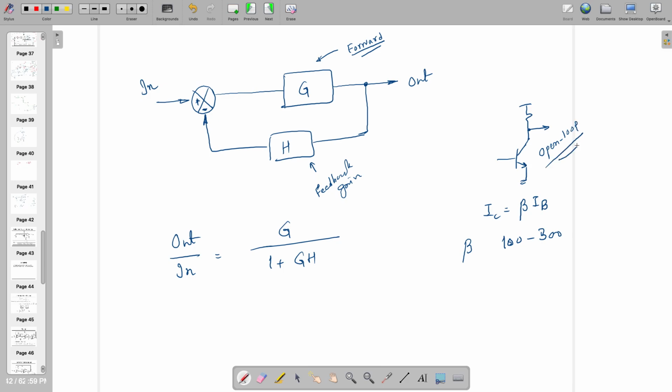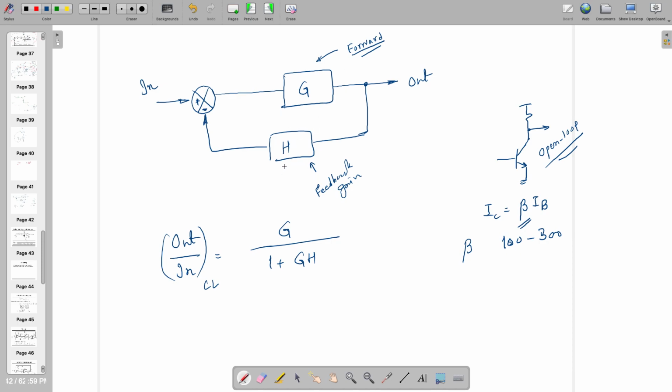So I don't like any amplifier which is going to behave very vastly, like 100 to 300. If I'm using it in India, it will be different. In Finland, it's different. I don't like such a system. So I want to make it closed loop, and I want my output divided by input, which is the gain in closed loop, to not depend on the gain G but only on H.